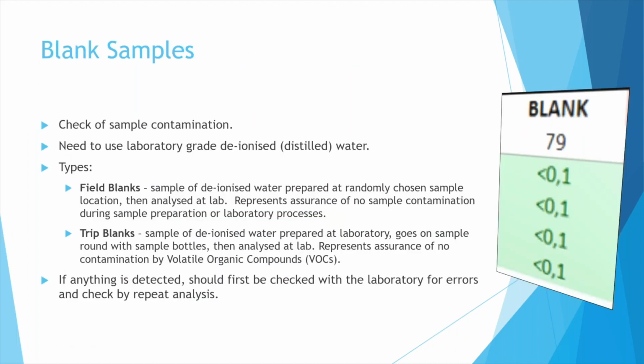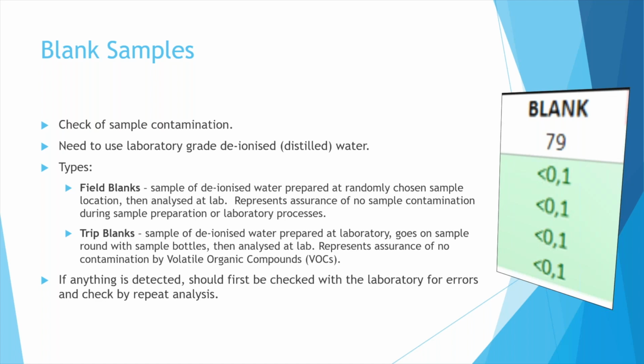So for blank samples, the purpose is to check for any sample contamination that might have occurred within the sample round. In order to prepare a blank sample, you really need to be using laboratory grade deionized water. It needs to be as pure as possible, and it's best if you understand what the quality of that water is as well, if the laboratory can provide you with a certificate of its purity.